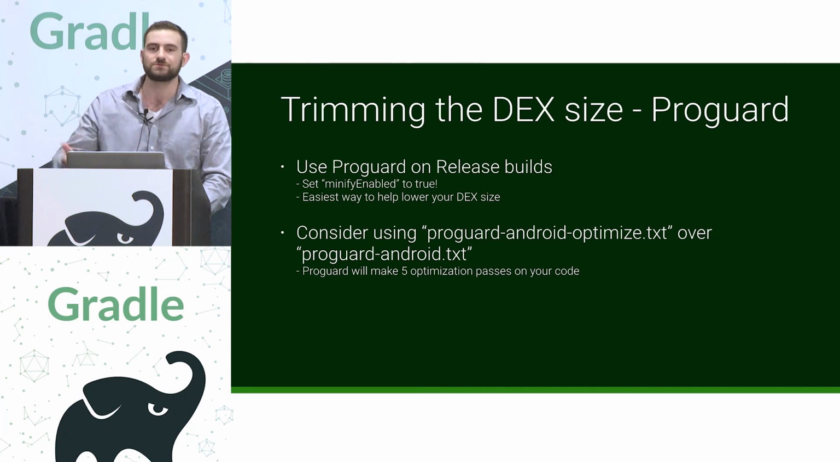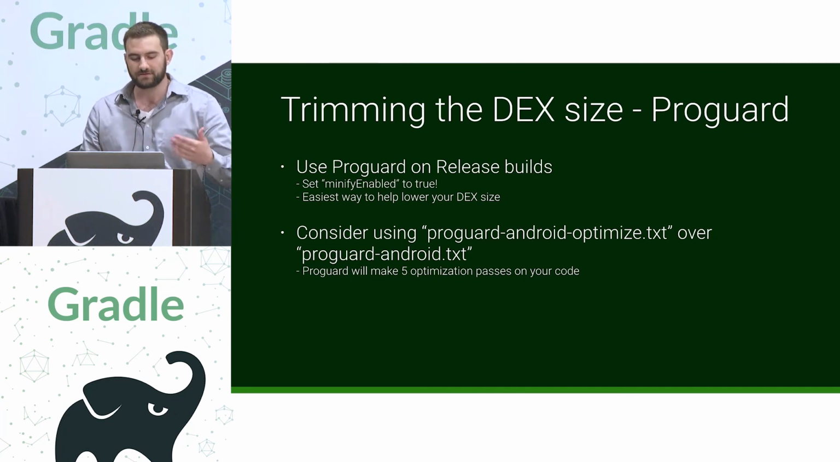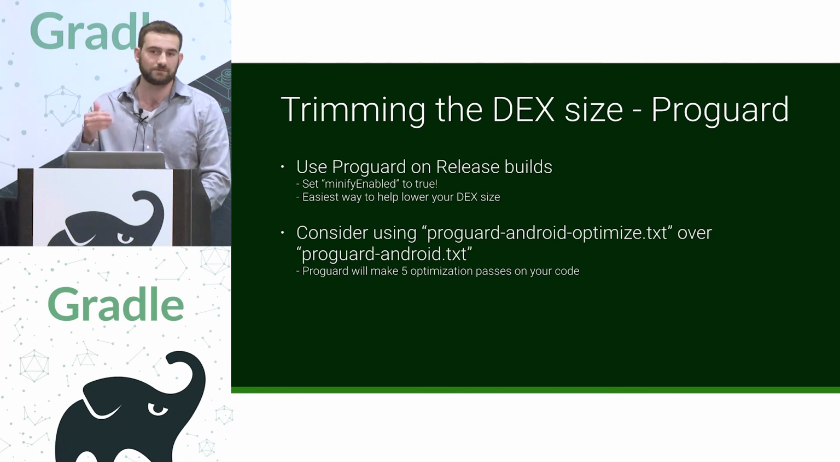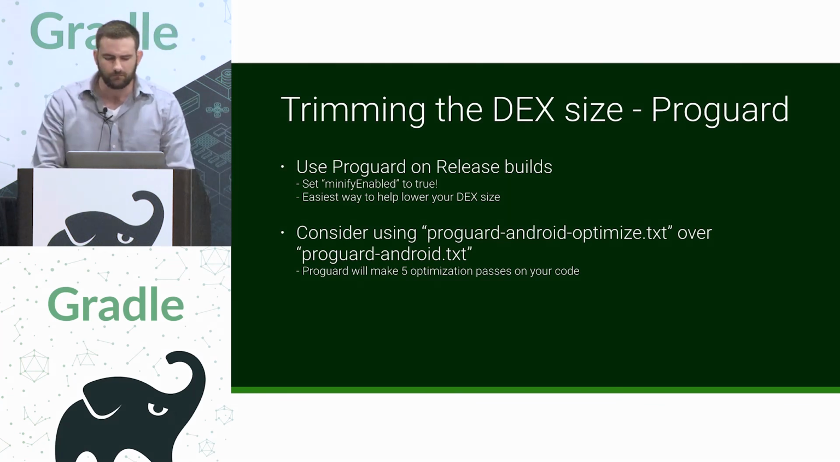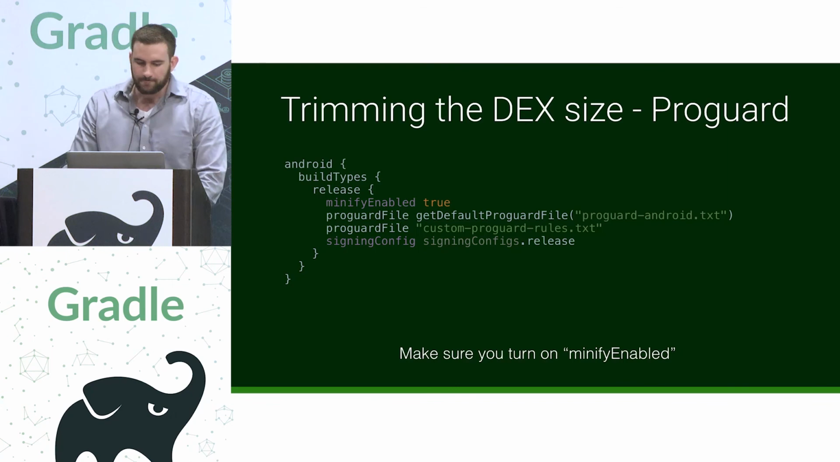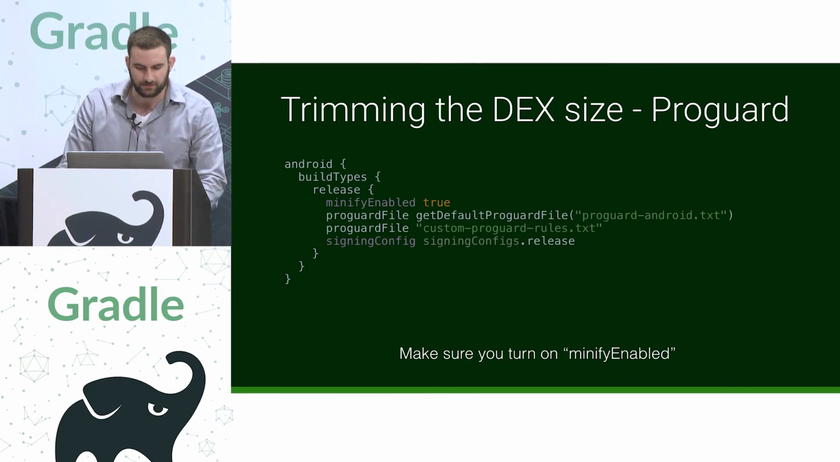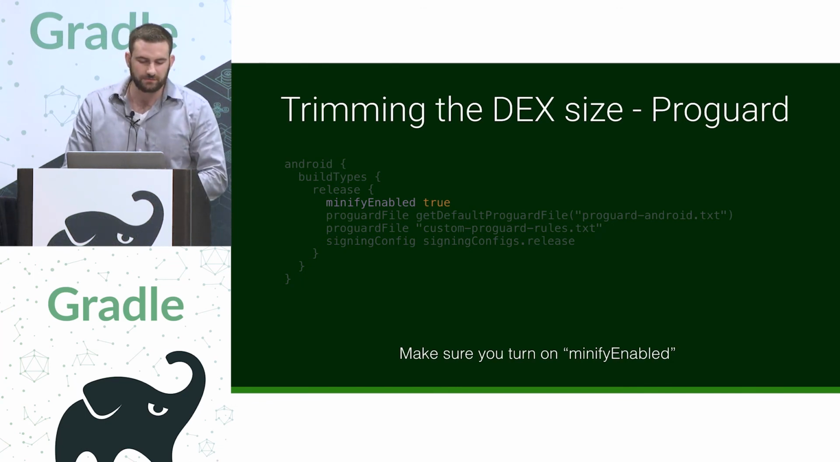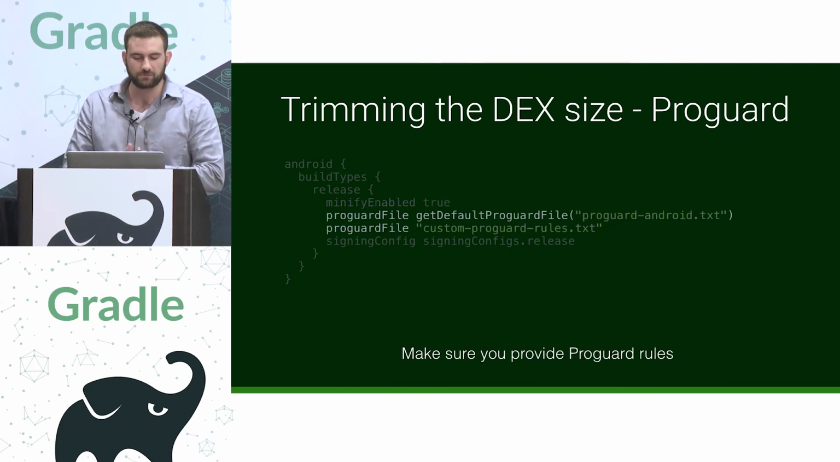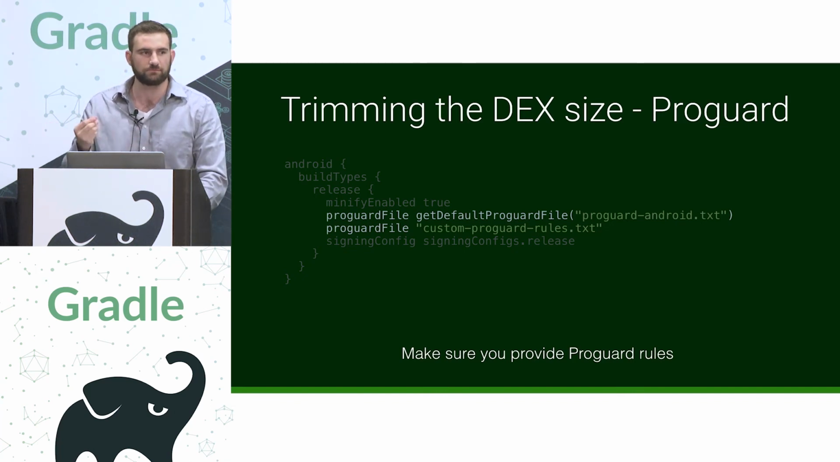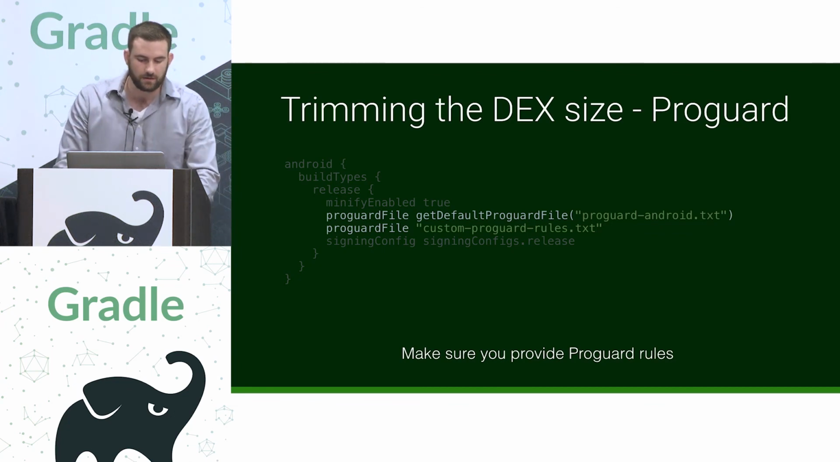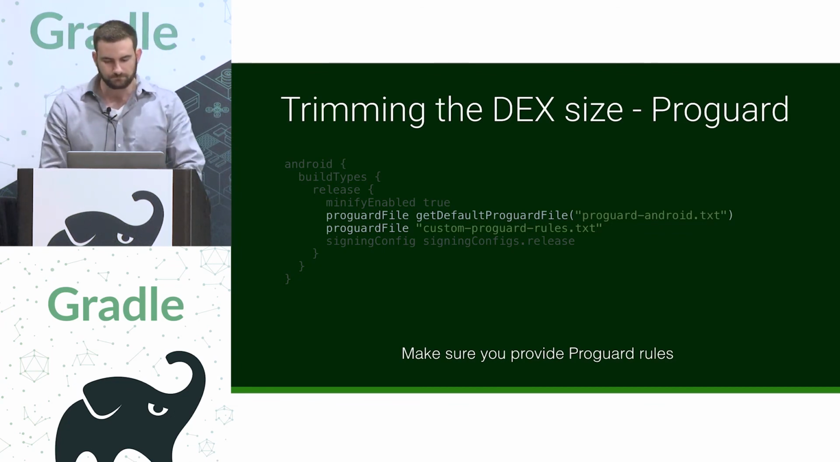A more aggressive approach would be Proguard Android Optimized, which effectively runs Proguard, I believe, about 5 times, or the optimization passes 5 times. So let's take a look at an example. Here's a snippet of a common build.gradle file where we have minified enabled, and we want to set that to true. But the next thing that we need to make sure we have is obviously a signing configuration for the release build type, but also we want to make sure that we have the correct Proguard rules.